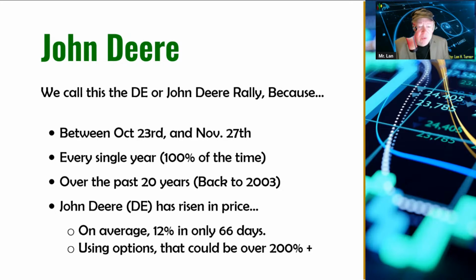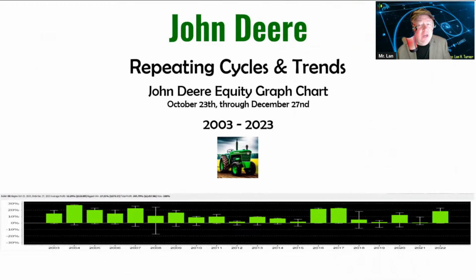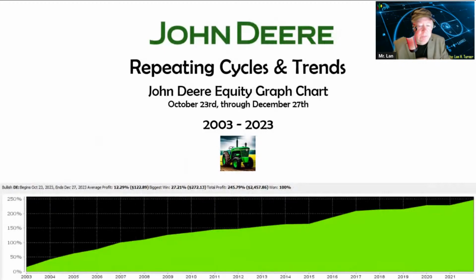We call that the DE, or John Deere rally, because between October 23rd and November 27th, 100% of the time over the last 20 years, that baby's risen in price 12%. Can you believe that? That's unbelievable. Here it is: the John Deere equity graph chart, October 23rd through November 27th, 2023. There it is. If you'd done this, this is what your account would have looked like. So this is your equity graph. So that's the John Deere rally.